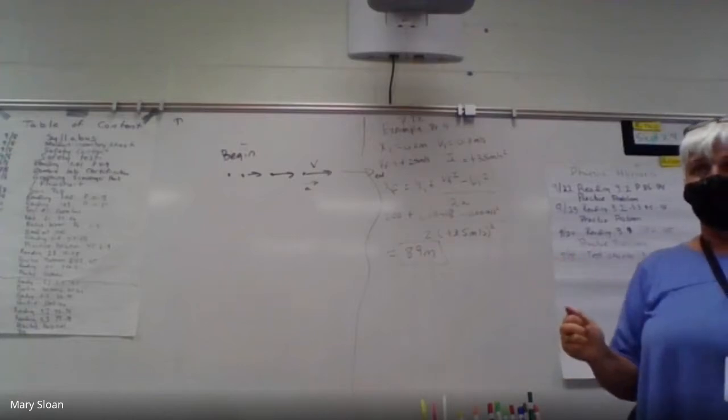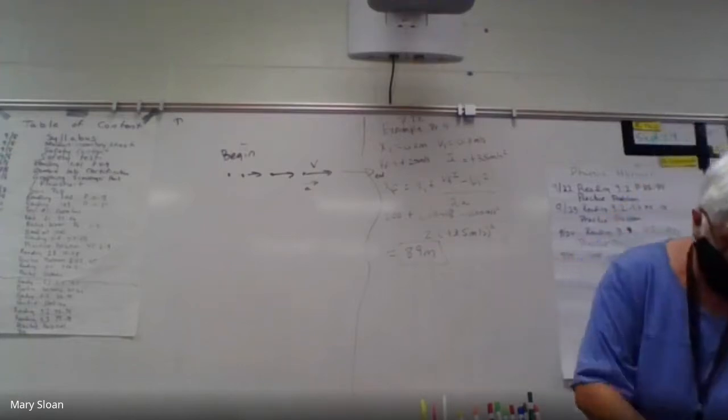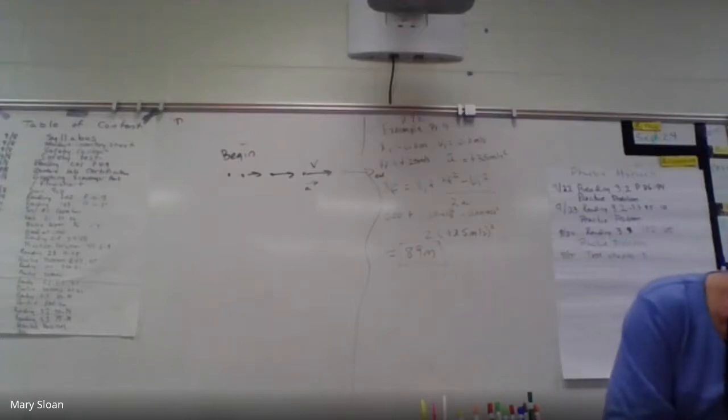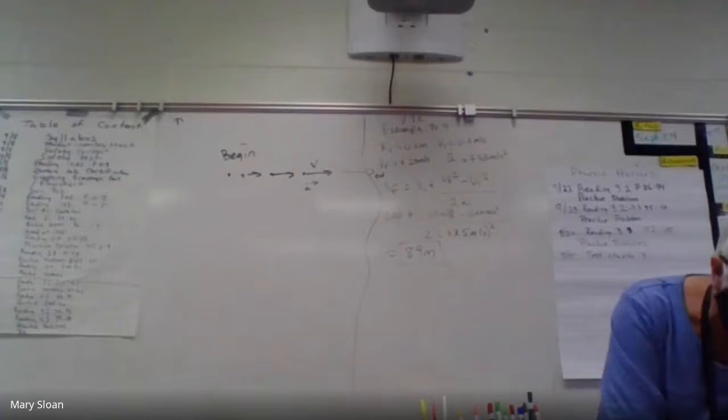Everybody ready? So, the problem says, an automobile starts at rest at an acceleration of 3.5 meters per second squared after a traffic light turns green. How far will it go when it travels 25 meters per second?